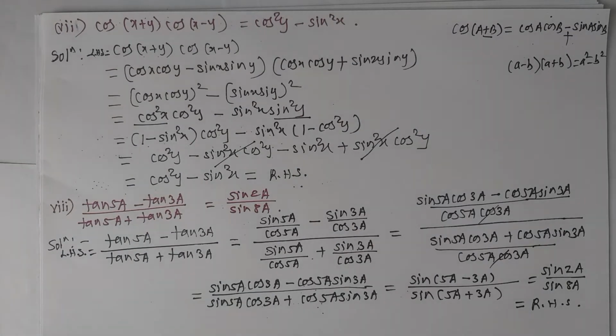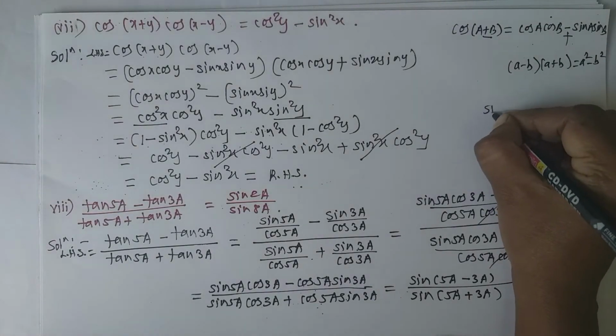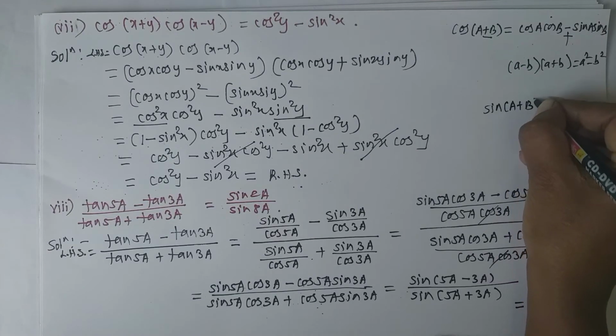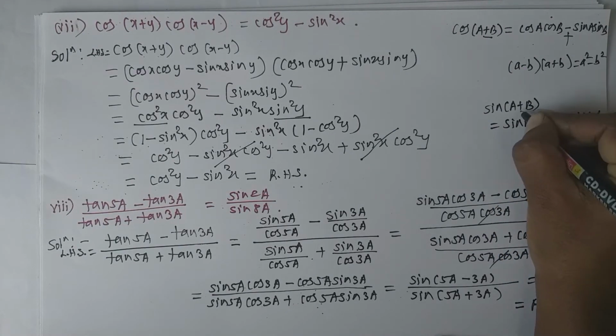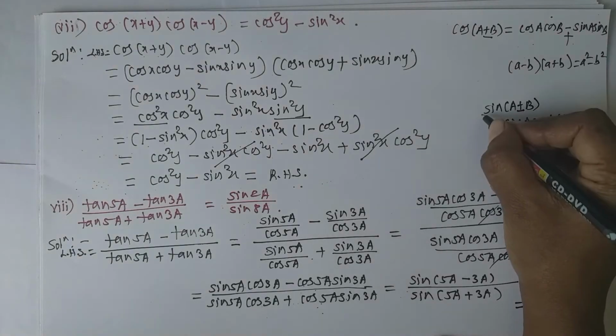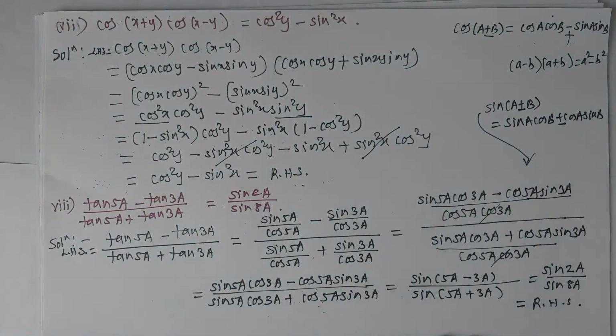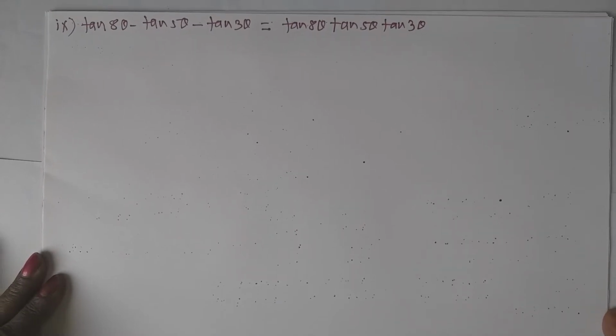If you know the formula of sin cos for plus and minus, then it is very easy to solve such type of problems. Here you remember this formula, sin a plus b means this is sin a cos b plus cos a sin b. And for minus, here is minus. We have used this formula here. Okay, let's see the next problem. What is the next problem?